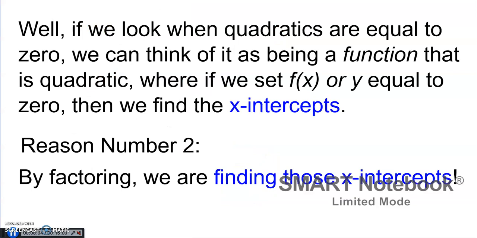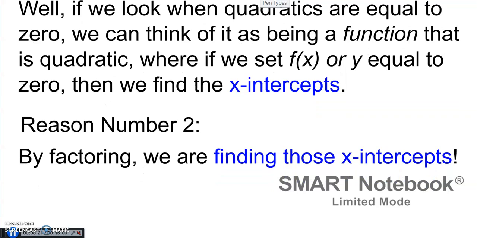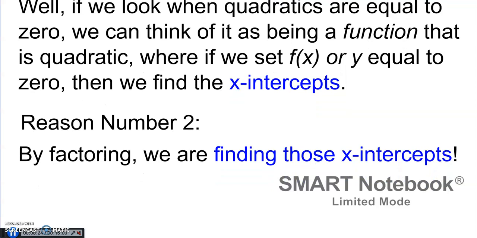Well, if we look at when quadratics are equal to 0, we can think of it as being a quadratic function, where if we set f of x, or we also call it y, equal to 0, then we can find the x-intercepts. So that's our second reason. By factoring, we're finding those x-intercepts. We're finding when our parabola crosses over the x-axis and at what values.